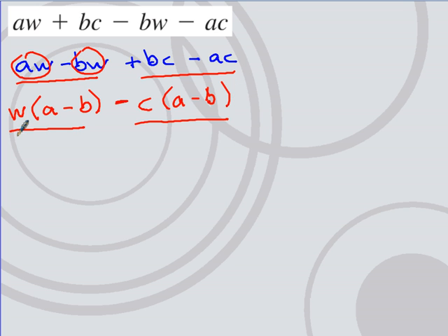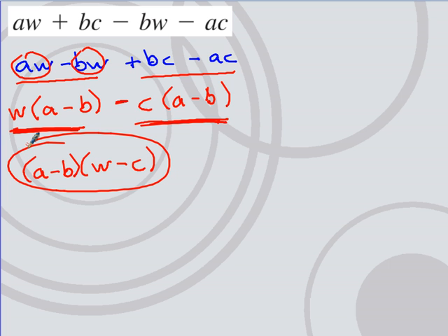Logan, we have again two terms. Here's one term, here's another term. They have a minus b in common. Logan, when I pull out a minus b, what am I left with in each of those terms? Perfect. Final answer: a minus b times w minus c.